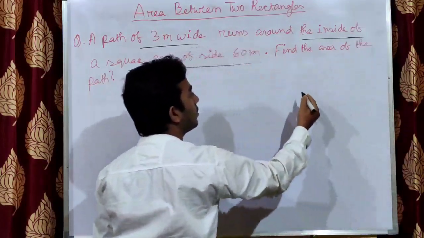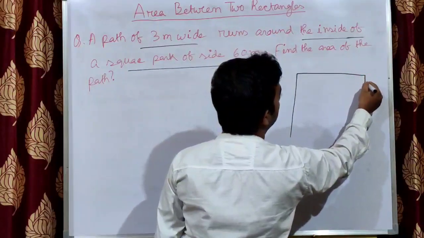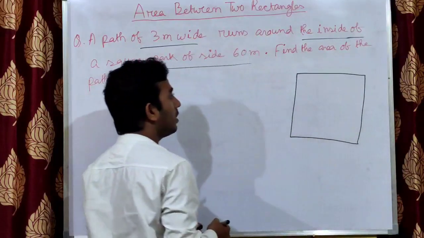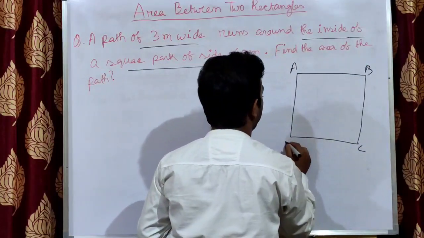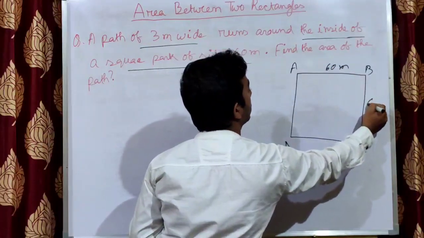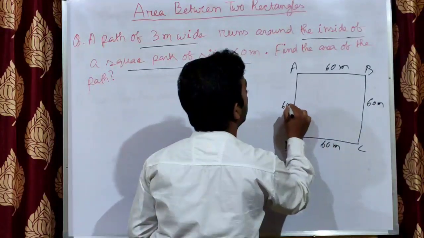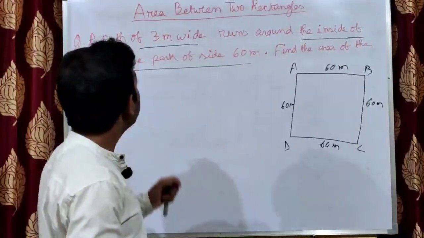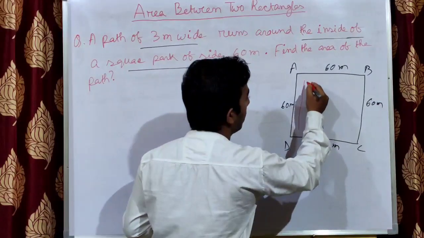That means first of all let us draw a square park. Consider this is our required square park ABCD. This is our square park whose side is 60 meter. Now a path 3 meter wide, right? So now again let us consider this is our path.